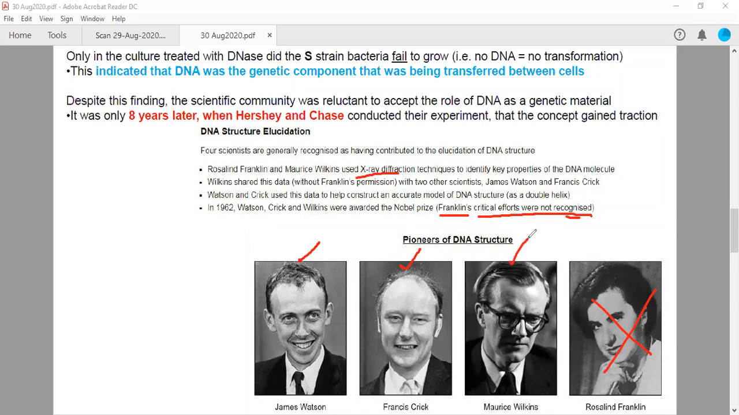So the question was asked: who did not get the Nobel Prize in the DNA structure elucidation experiments? It was Rosalind Franklin, because after death, the Nobel Prize cannot be awarded.